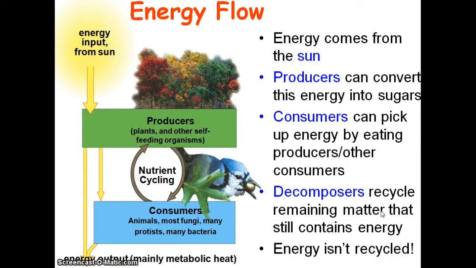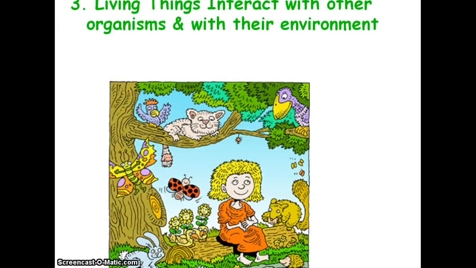A good example of matter recycling would simply be the photosynthesis cell respiration cycle. Photosynthesis requires carbon dioxide. It releases oxygen as a byproduct, whereas cell respiration requires oxygen and releases carbon dioxide as a byproduct. So we see a cycling right there of the oxygen and the carbon dioxide. So that would be an example of chemicals getting recycled. This is just a little diagram.